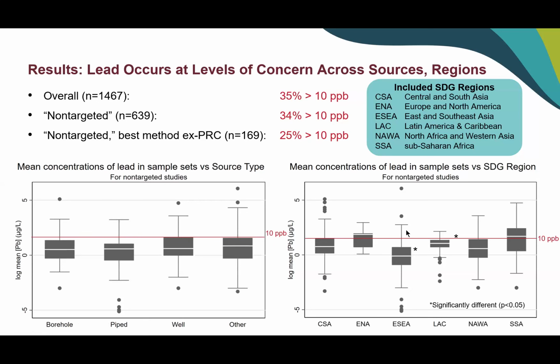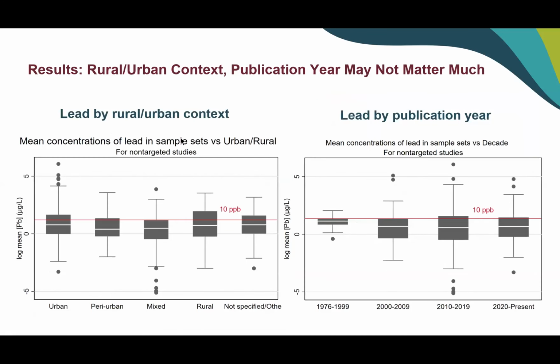We see lower levels of exceedances for Latin America and the Caribbean, and that is a significant difference in a meta-regression. We also see lower levels in Eastern and Southeast Asia. However, a lot of that effect is attributable to data from China. And so when we look at the region by China interaction, that significant difference is no longer significant. That makes sense. So again, we see this across source types, across regions.